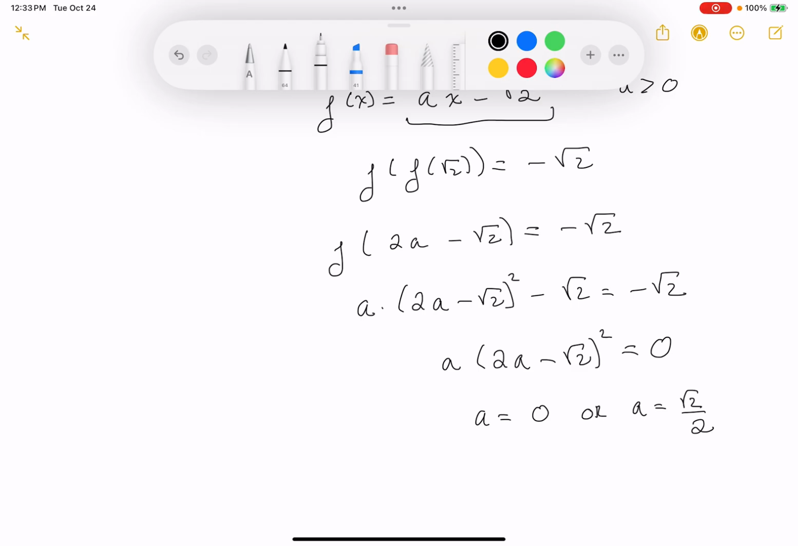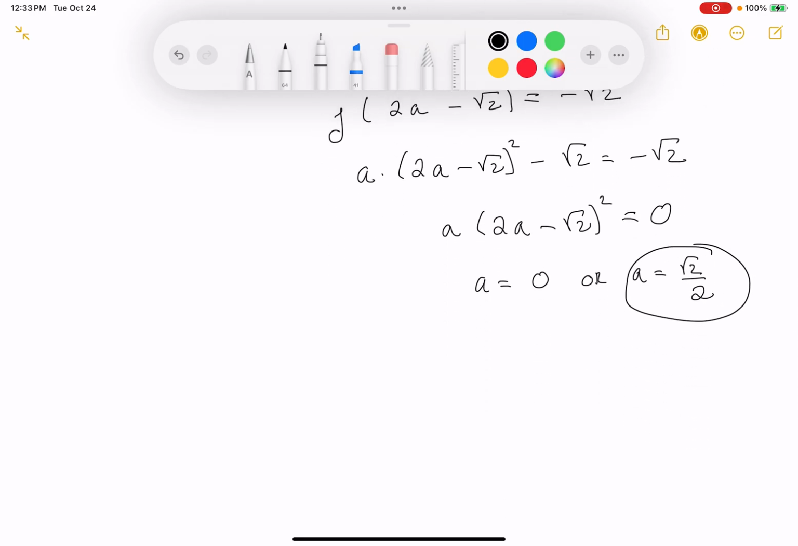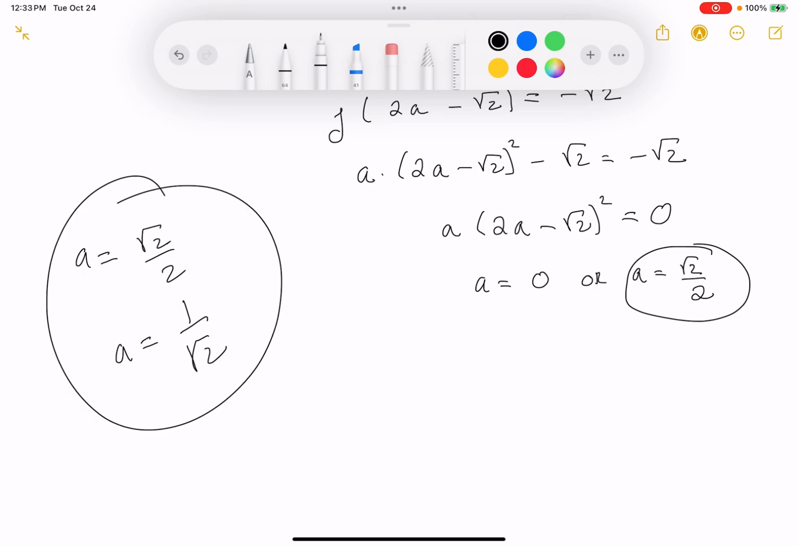All right? That's 2 possibilities, by the way. But I want to point out, it said a is positive, so this could be the only answer over here. And there's a variety of ways of writing that down. You could write a as root 2 over 2, or if you prefer, you could say a is 1 over root 2. It's really the same thing. Either answer is fine, by the way.